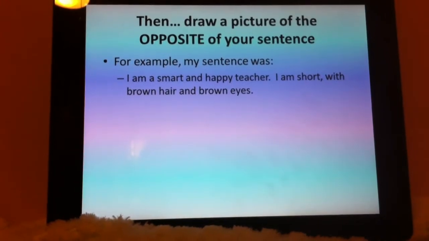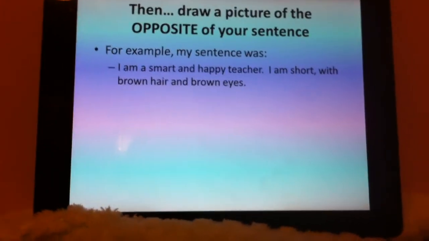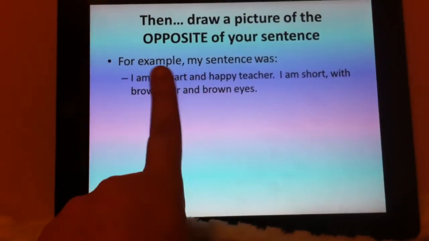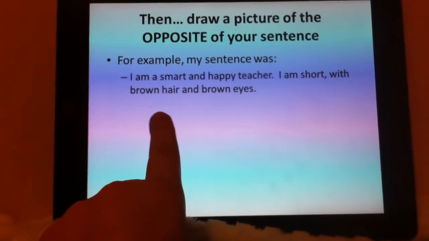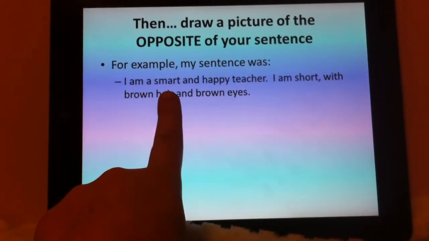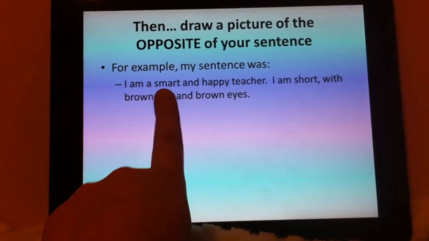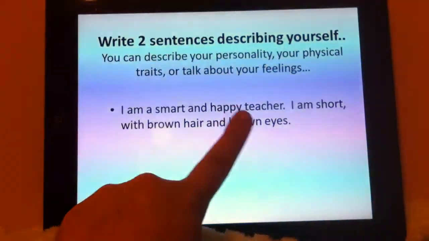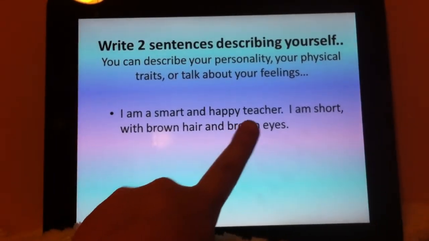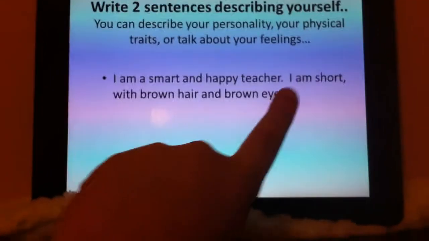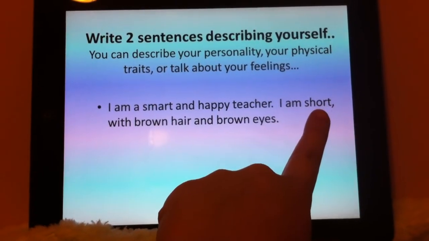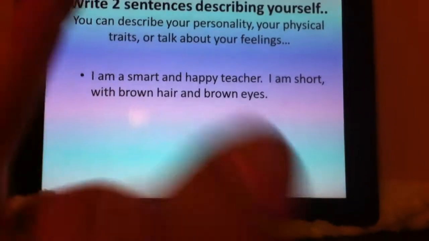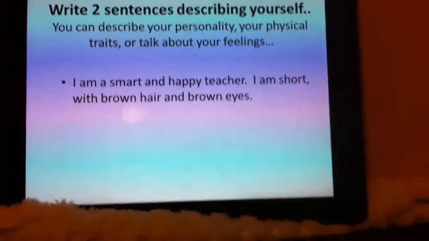So in my sentences, I am a smart and happy teacher. I am short with brown hair and brown eyes. We're going to find some opposites from that sentence. So the opposite of smart, we can use maybe silly or dumb. The opposite of happy, we can use sad. The opposite of teacher, we can use student. The opposite of short, we can use tall. Or even brown hair and brown eyes, we can say blonde hair or red hair, green eyes.